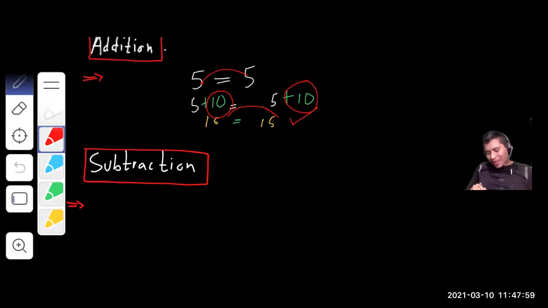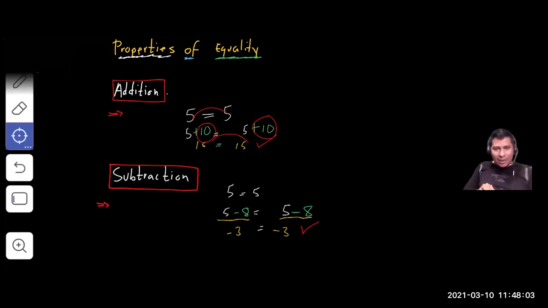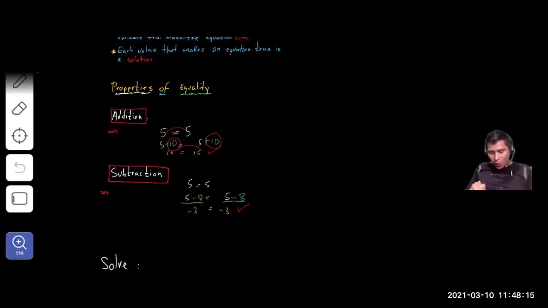What I want to say with this, guys, is that if you have equations, you can add on one side, but then you add on the other side too. That is perfect. If you subtract on one side, you will have to subtract on the other side. And mister, what is that for?